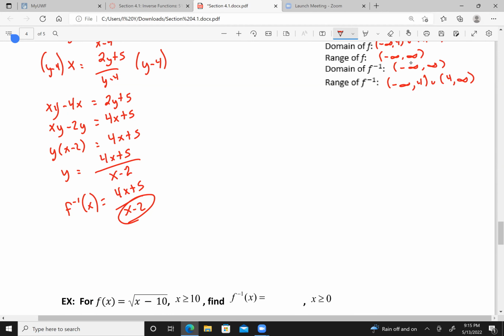X cannot equal 2. So we need to break this even further. Negative infinity to 2, union with 2 to 4, union with 4 to infinity. Still cannot be 4 either.